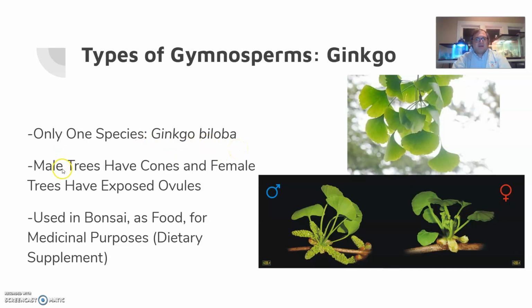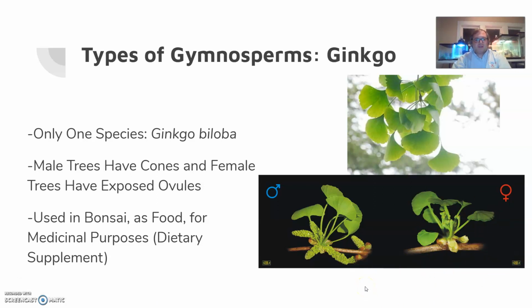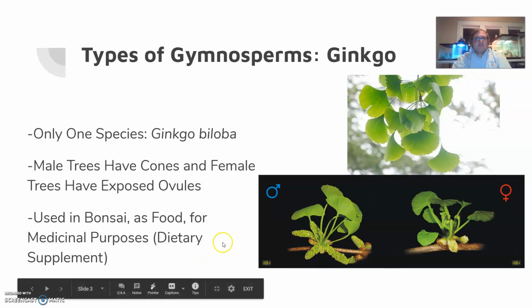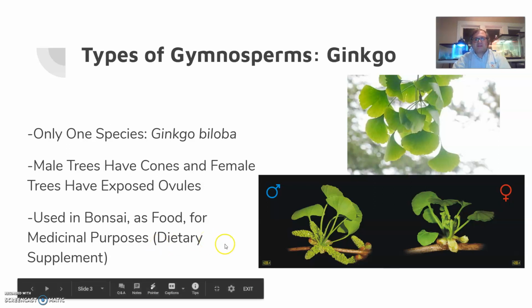The male trees have cones, again, to produce the male portion of sexual reproduction for these particular plants. And the female trees have exposed ovules, again, for combining to create whole new embryos with these particular species. Ginkgo are used in bonsai. They are used as food, and they're used for medicinal purposes, particularly as a dietary supplement.